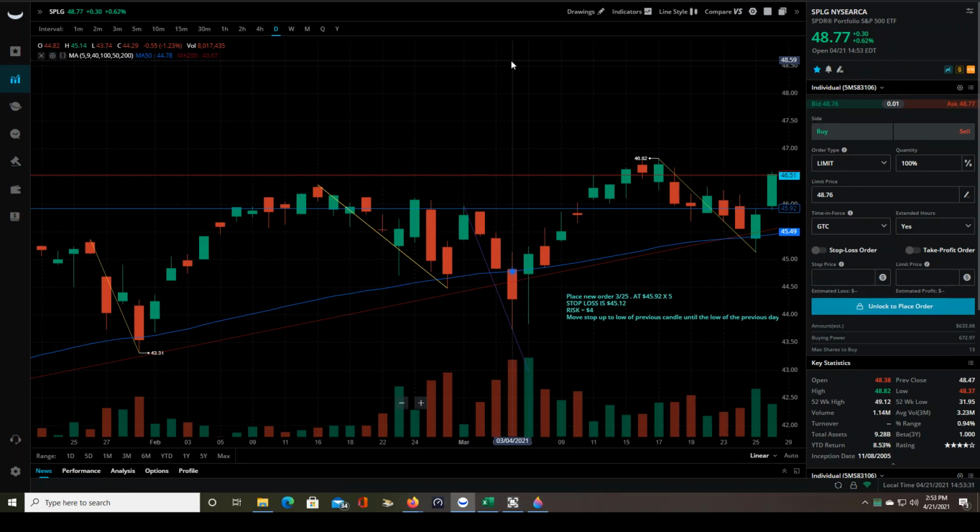So here's an example with SPLG. It's an ETF that follows the S&P 500. I am in a swing trade with it right now with my Chase account. This blue line represents my entry, and this is where my stop loss is right now. The price action goes much further, and I'm going to show you that in just a second.